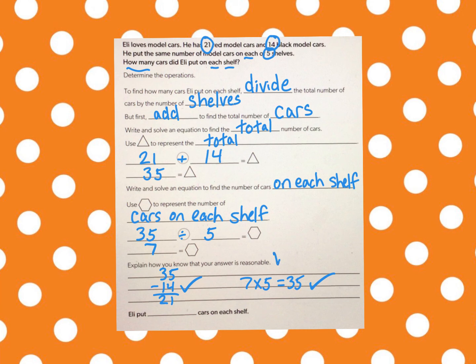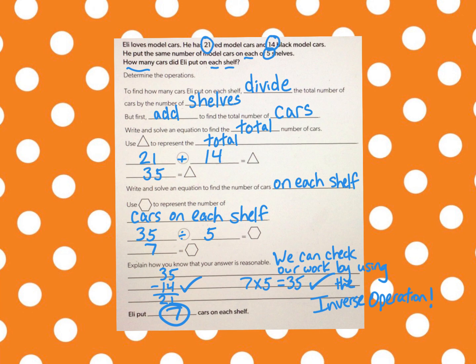So we can check our work by using the inverse operation. Just doing the opposite of what we did. Okay, so we know that Eli put 7 cars on each shelf. We first figured out the total number of cars, then divided that by how many shelves.